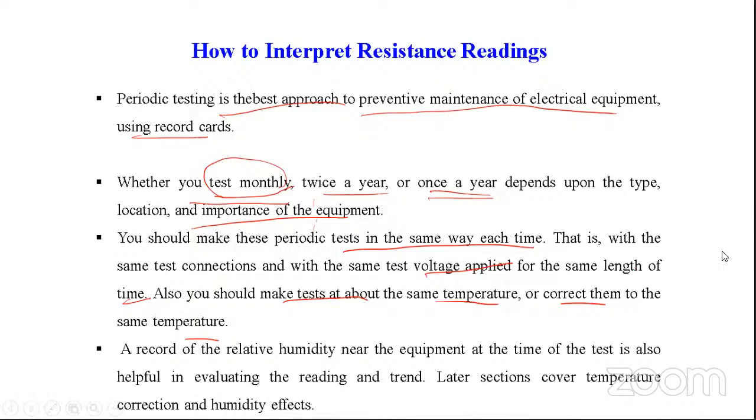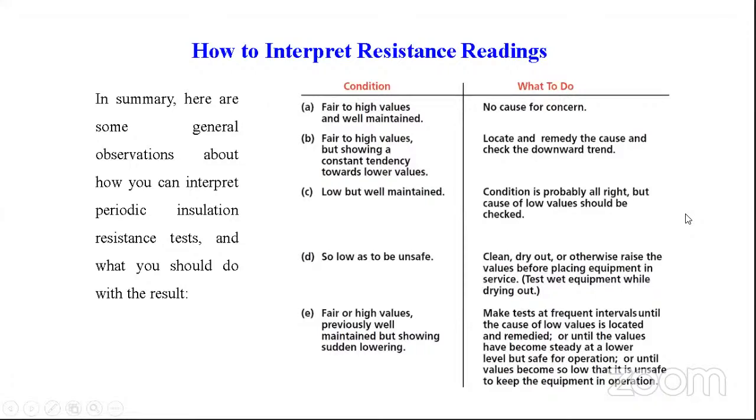Now, I just want to show you in summary what the general observations are, about how you can interpret the periodic insulation resistance test and what you should do with these results. So these are the conditions, and you have to do certain things depending on the condition. First one: you see fair to high values, which means normally it provides high values and is well maintained. So there will be no cause for concern. But fair to high values showing a constant tendency towards lower values.